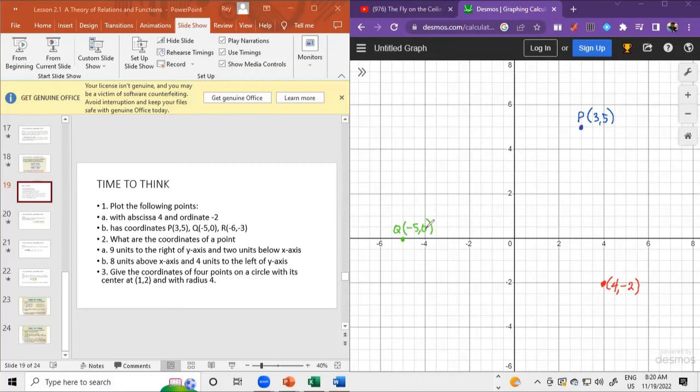And next, point R. Ang coordinates ay negative 6, negative 3. So, ang location niya ay nasa third quadrant or quadrant 3. So, negative 6 and down to negative 3. So, nandito ngayon ang kanyang point R. At ang coordinates ay negative 6, negative 3. Okay?